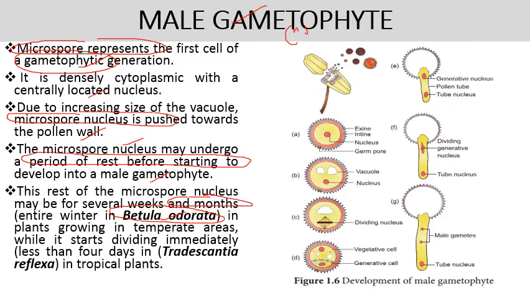In Betula odorata, the microspore nucleus remains dormant during the entire winter period. In plants growing in temperate areas where snowfall occurs, the nucleus rests, while in tropical plants it starts dividing immediately, that is, in less than 4 days in Tradescantia reflexa, a plant of a warmer region.